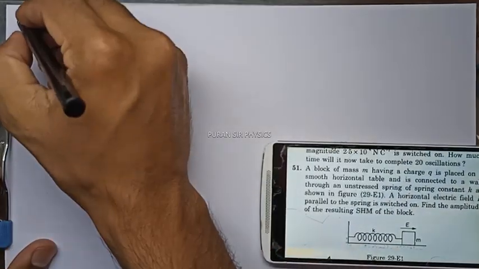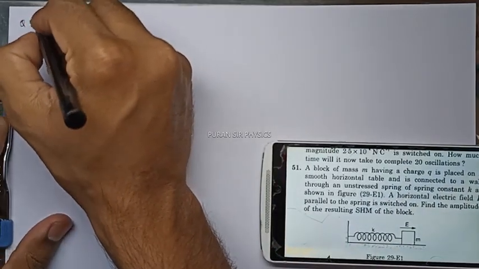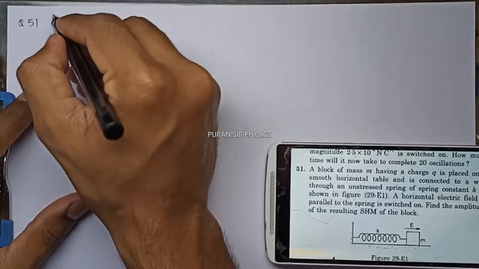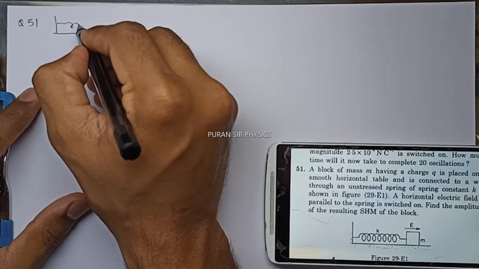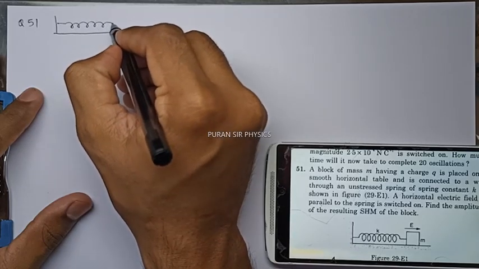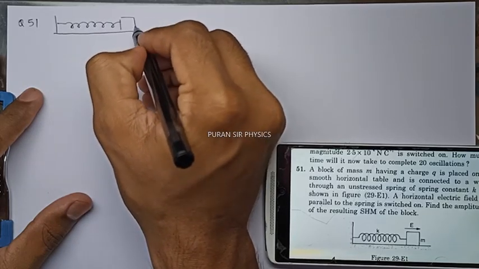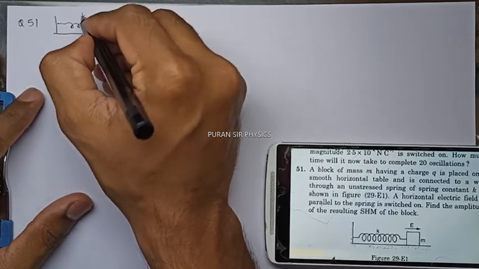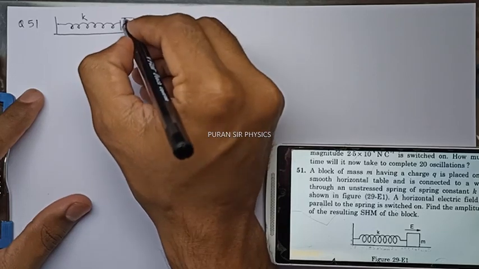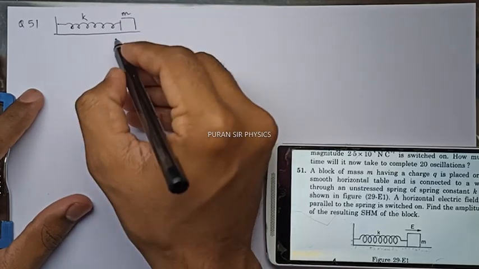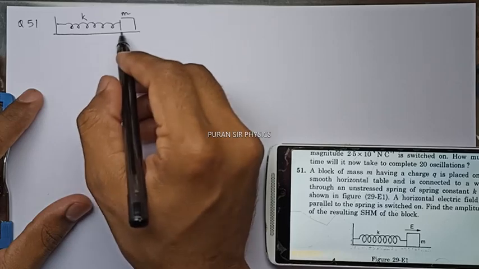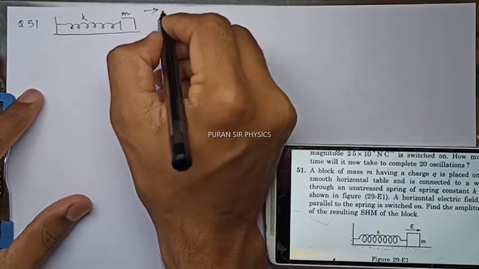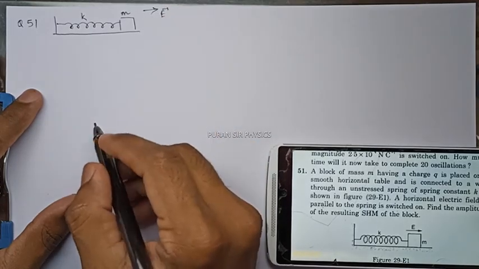Okay, in this question, what we have is a spring in its natural length, and the spring constant is also given, that is K, and the mass is also given, that is M. And then we suddenly switch on the electric field in the right direction. So this is the electric field.